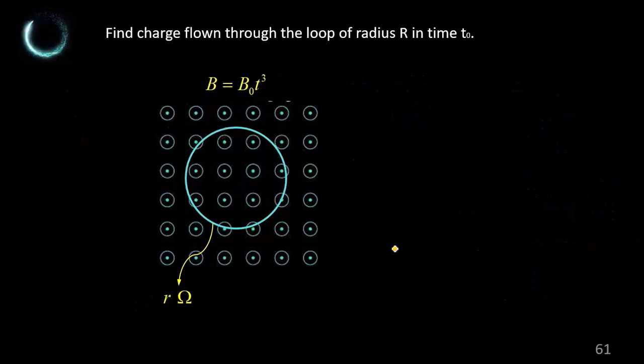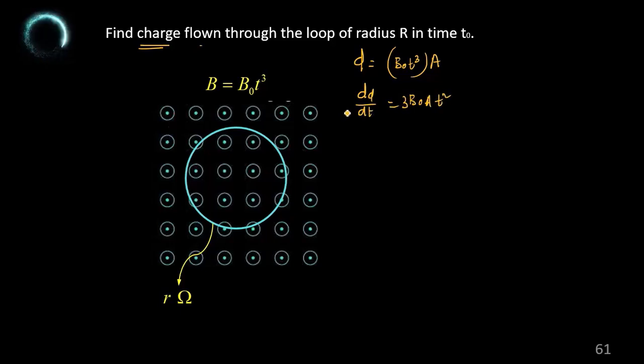Okay. Now you are asked to calculate the charge flown through the loop. Whenever the current is flowing, that means some kind of charge is also flowing. So for that, again I should do the same experiment. So phi is how much? Phi is equal to B naught into T cube into the area of the loop, let us say A. Okay. So d phi dt is what? d phi dt should be equal to B naught A into 3T square. That is epsilon induced.